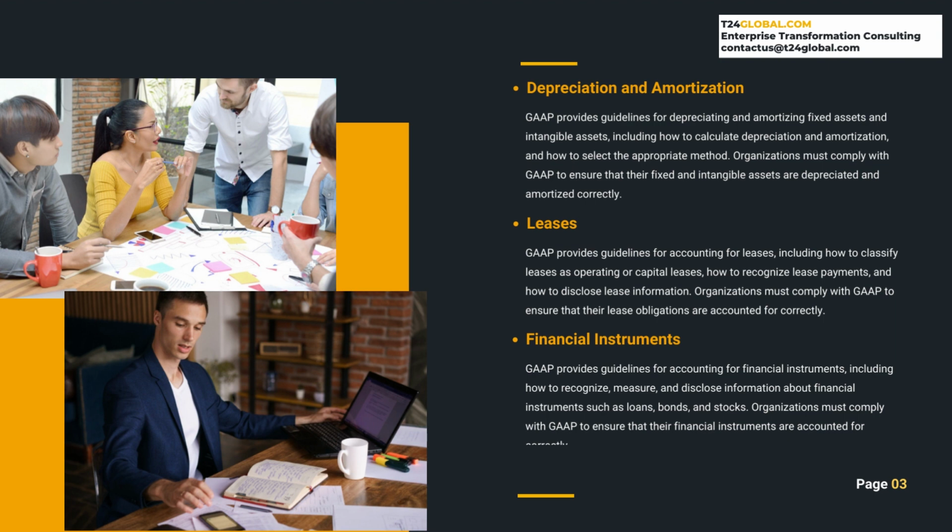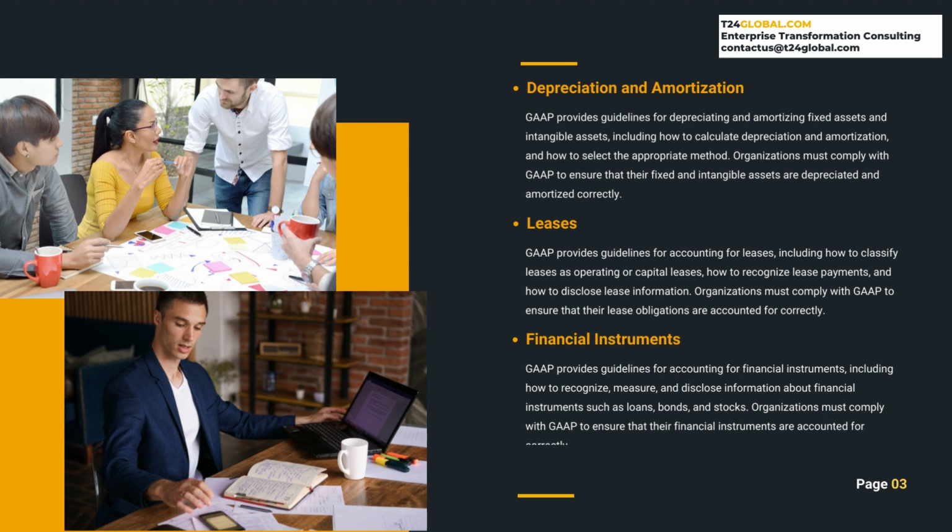5. Leases. GAAP provides guidelines for accounting for leases, including how to classify leases as operating or capital leases, how to recognize lease payments, and how to disclose lease information. Organizations must comply with GAAP to ensure that their lease obligations are accounted for correctly. This is important for businesses as leases can have a significant impact on financial reporting and decision-making. For example, if a business fails to properly account for lease obligations, it may underestimate its liabilities and mislead investors.